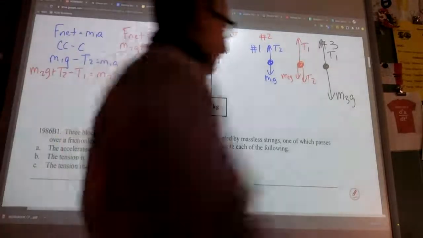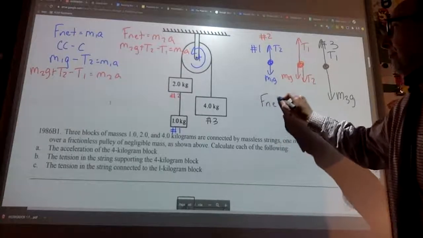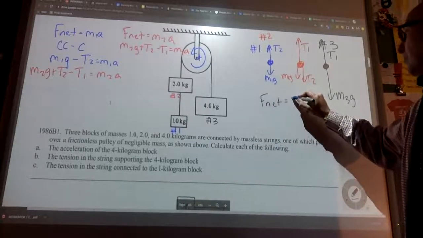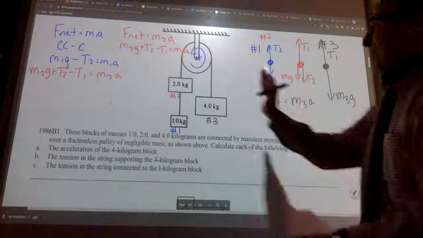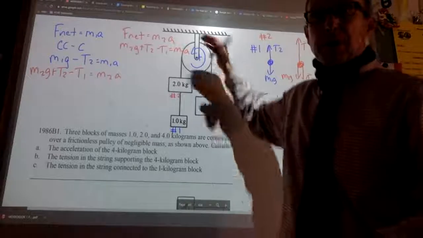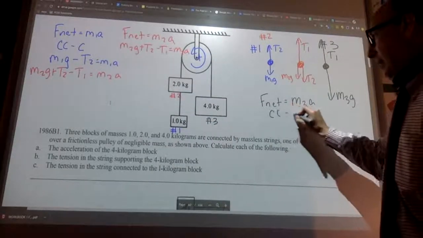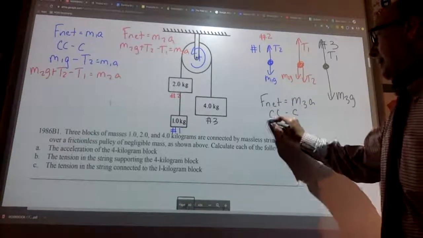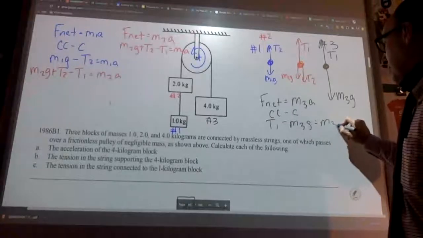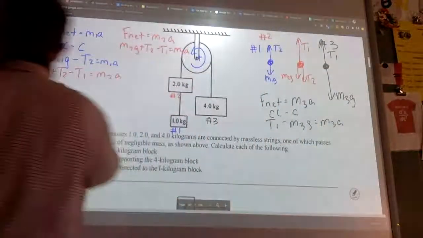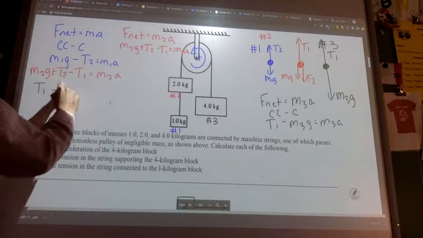I just need to do my last one for mass 3. I'm going to say Fnet equals M3A. Now on this side, the tension would turn it counterclockwise, so the tension's going to be positive. So when I do my counterclockwise minus clockwise, it's going to be T1 minus M3G equals M3A. And look what happens when I put this below. Now I have a positive T1 where I had a negative T1.